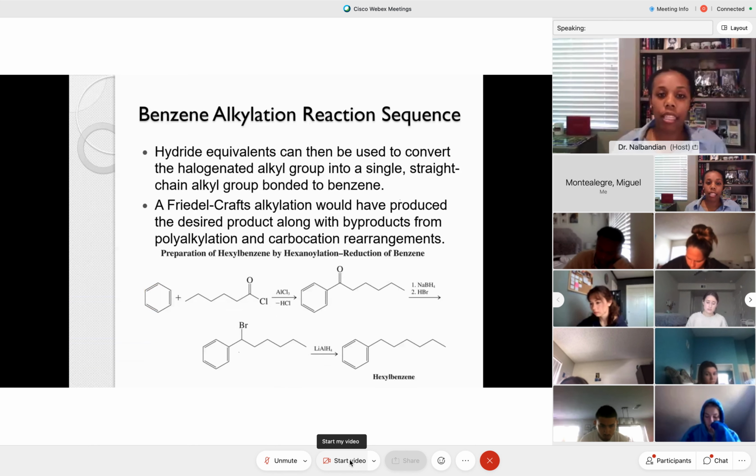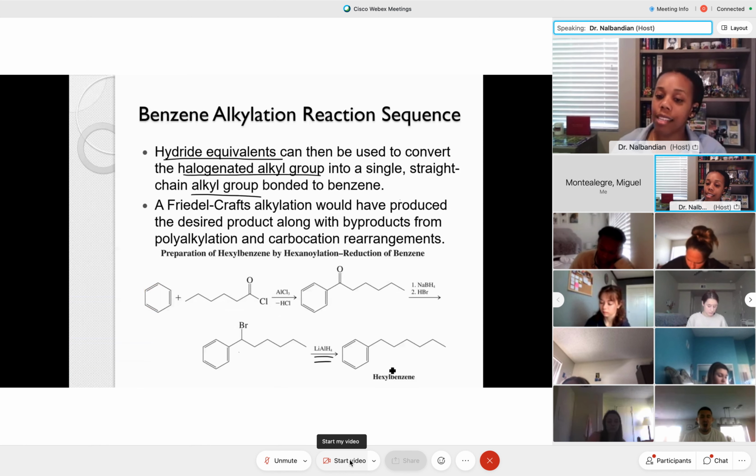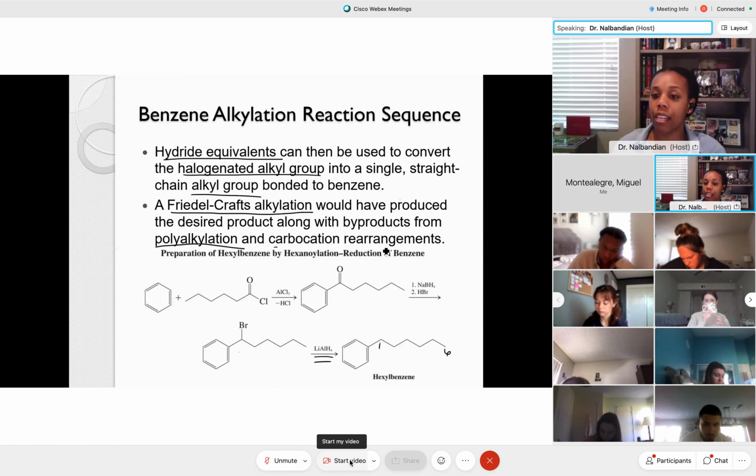This is on the next slide, actually. The hydride equivalents are used to change that halogenated alkyl group into that alkyl group. And so we end up with a product that's an alkylated benzene. So we get a hexyl, 6-carbon chain on the benzene. If we had tried to do the Friedel-Crafts alkylation, we would have gotten this product along with the polyalkylation and carbocation rearrangement products. We would have gotten a big mess of products. We would not have gotten the hexyl benzene as the main product.